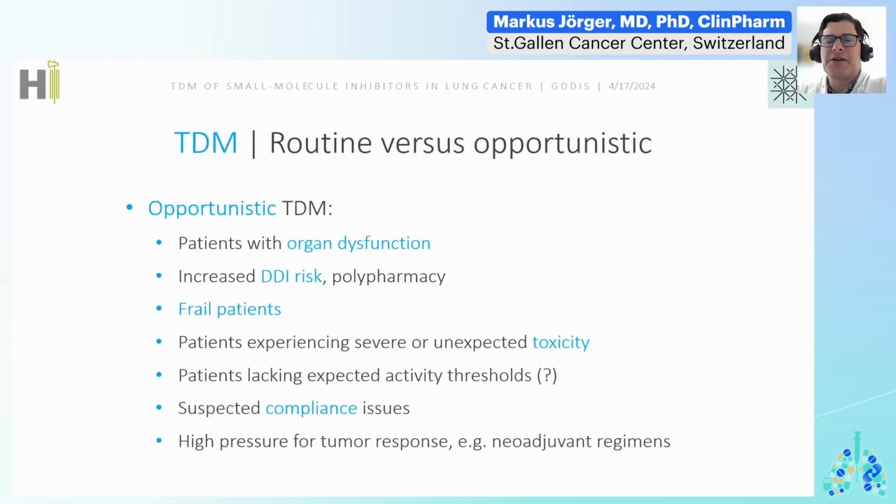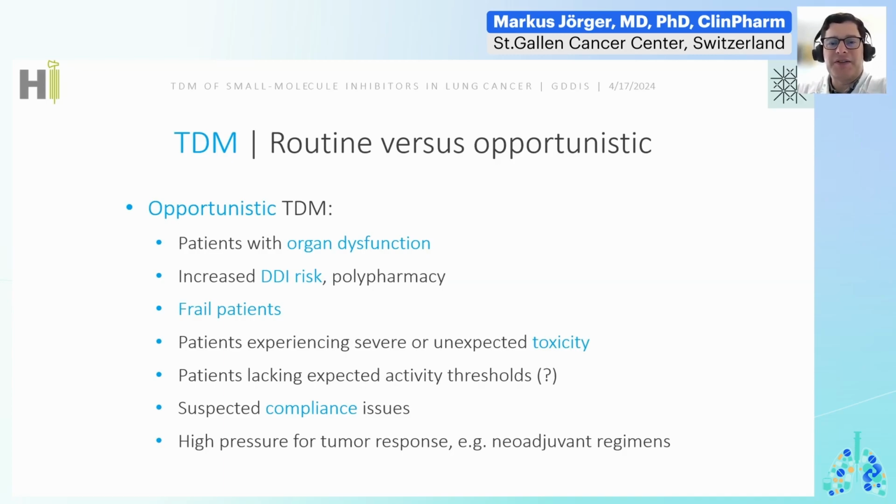So I already mentioned this. I think we should differentiate a little bit between routine versus opportunistic TDM. And opportunistic TDM for me would be particularly special populations like patients with organ dysfunction, increased DDI risk, frail patients, patients that already have experienced severe toxicity, where TDM could help to get more insights on the problem.